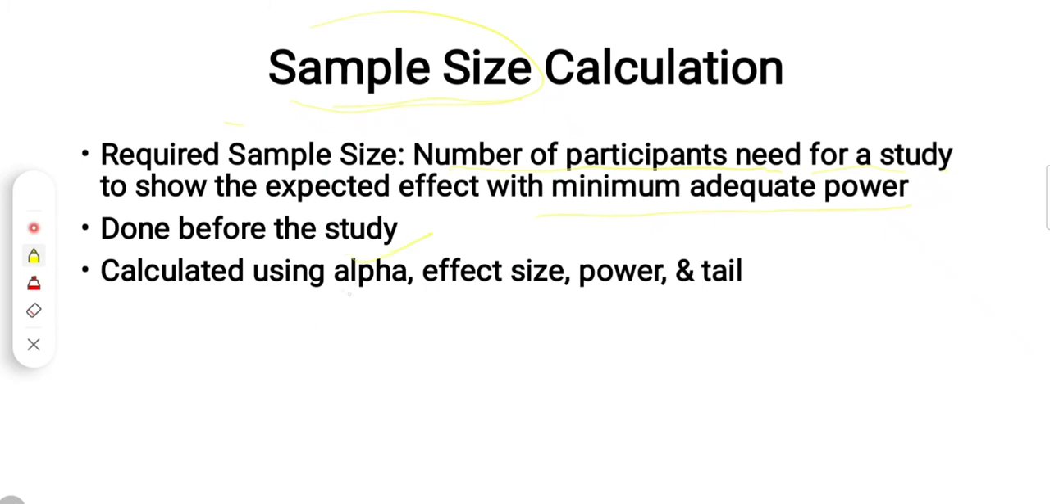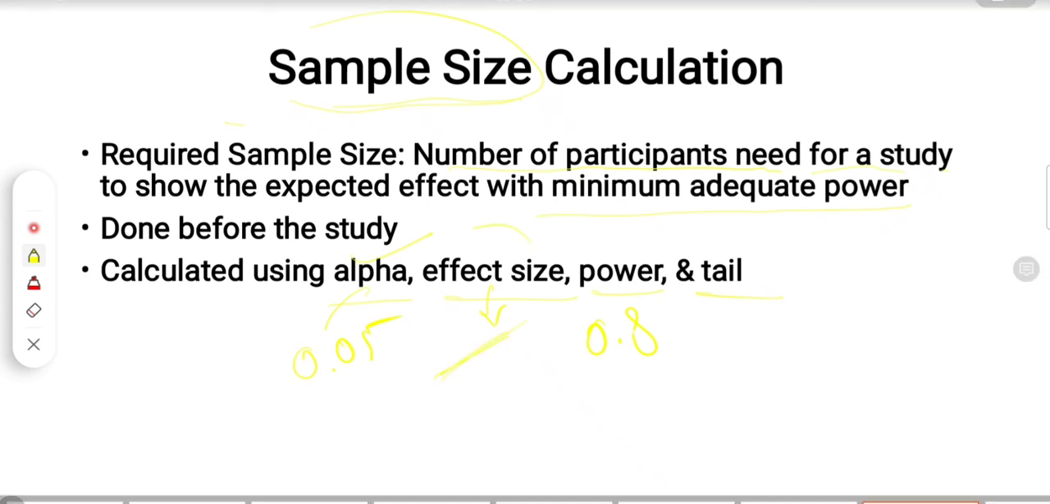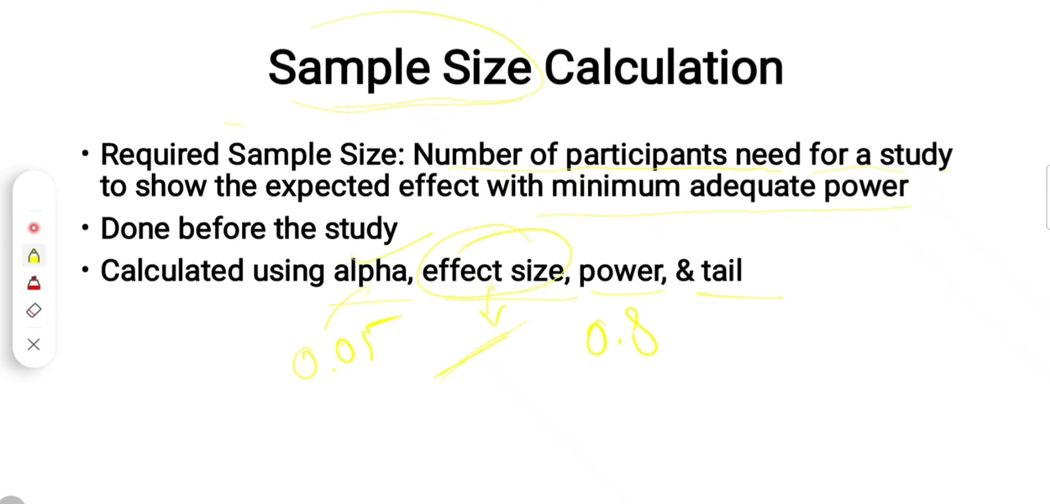So we calculate it by using alpha, effect size, power and tail, okay. Alpha, you all know, here we have talked about alpha being 0.05, and power we mostly take as 0.8. Effect size is whatever effect size we calculate, or we use this number from a previous paper for the same variable of research, a matching one. So we use the effect size from there. And for tail we mostly use 2 tail, it can go either way, okay.